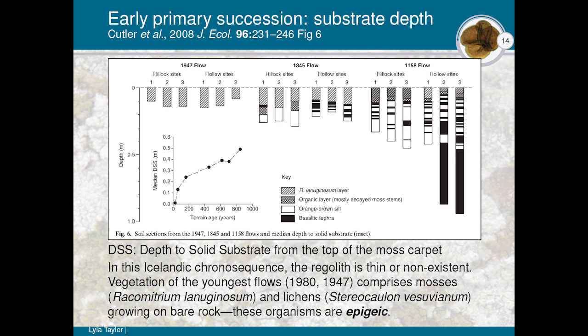And these people looked at the depth of what could be called the soil. This is measured from the top of the moss cushions. It is not measured into the bedrock or anything. In fact, these things are forming these soils totally on the lava. It isn't clear to me at all that there's much in the way of a weathering front going into the lava at all. So these organisms are epigeic.